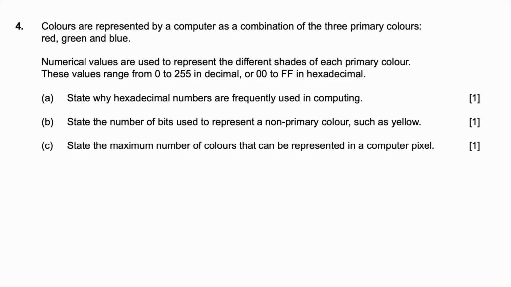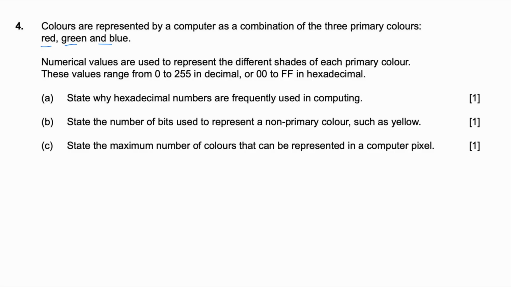Next, state the number of bits used to represent a non-primary color, such as yellow, or I guess like purple or something like that. Now to figure this out, let's go ahead and read the question. So it says colors are represented by a computer as a combination of 3 primary colors, red, green, and blue. Numerical values are used to represent the different shades of each primary color. These values range from 0 to 255 in decimal, or 00 to FF in hexadecimal.